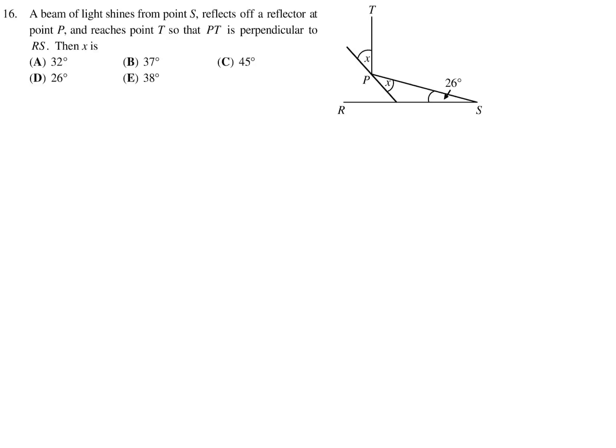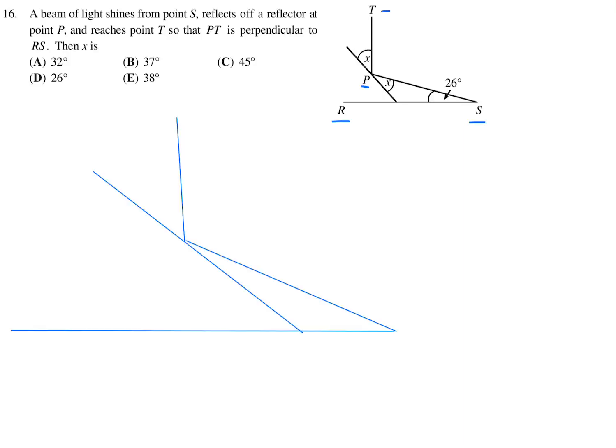A beam of light shines from point S, reflects off a reflector at point P, and reaches point T, so that PT is perpendicular to RS. Then X is. Okay, first thing I'm going to do is draw this out a bit bigger. And I'll label this now. We got T here, we have S, this is 26, this is X, and this is P up here, this point right here, and this is R.